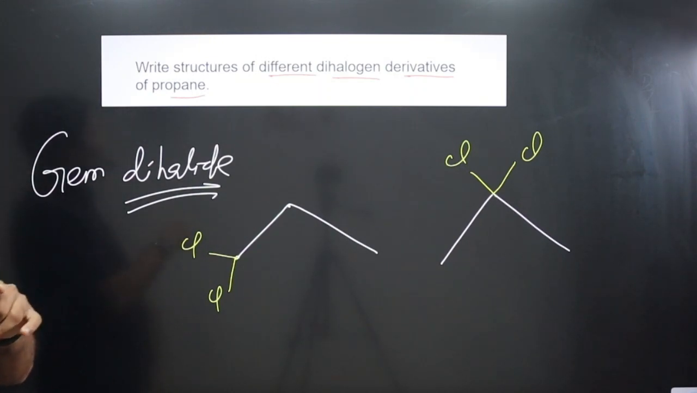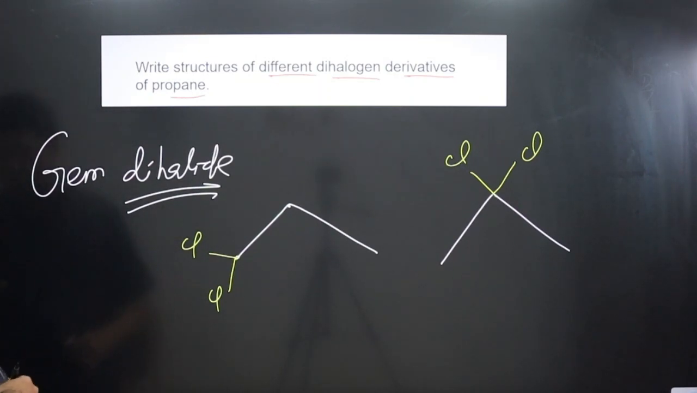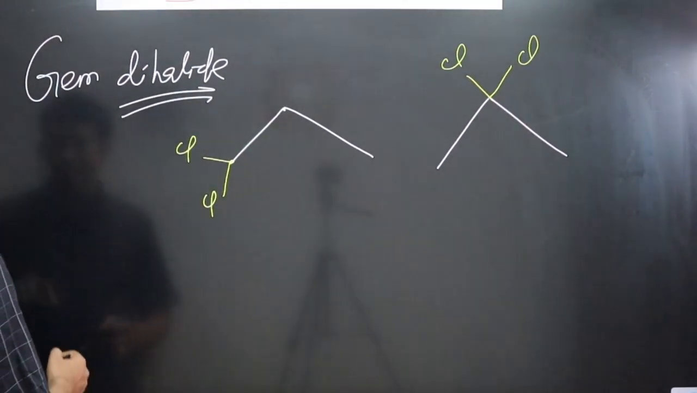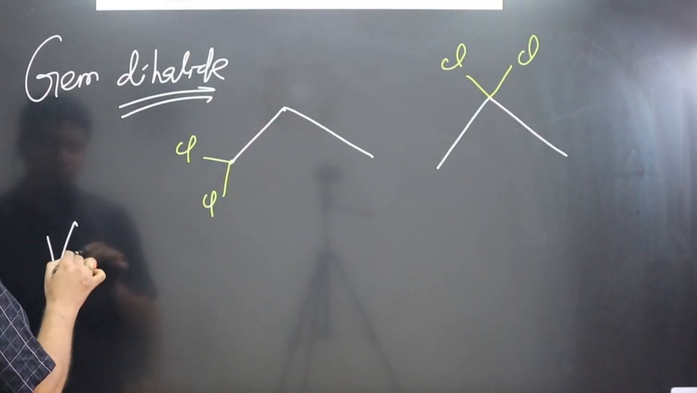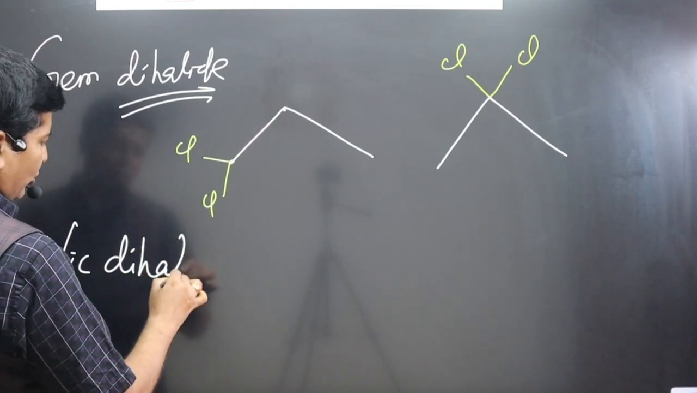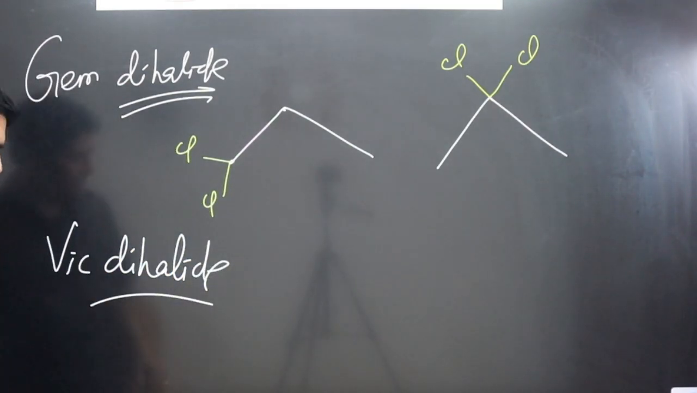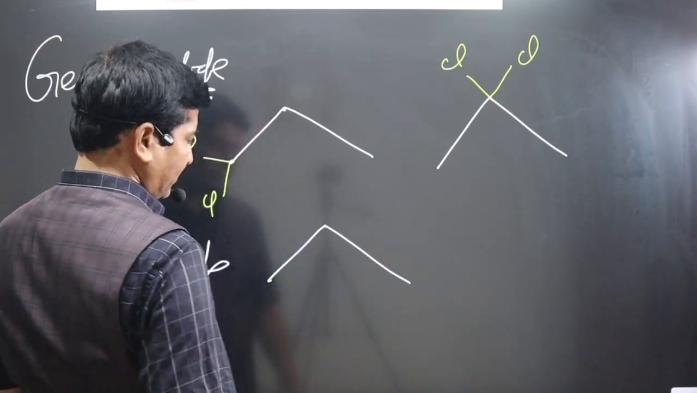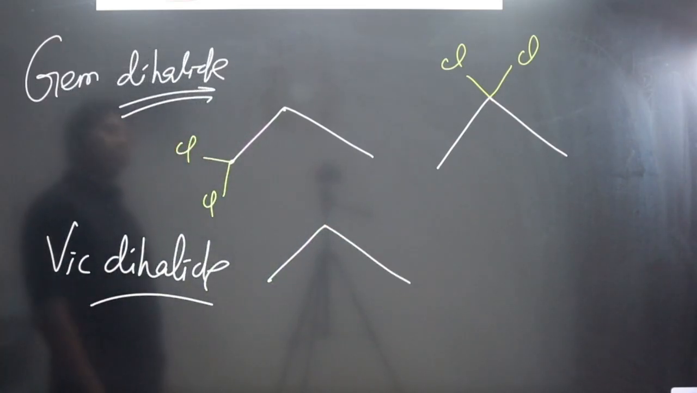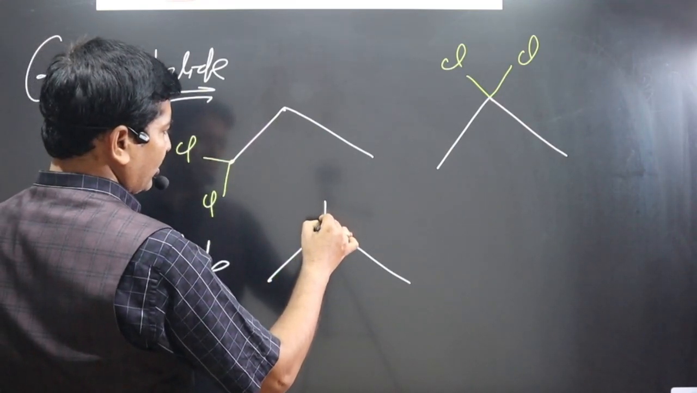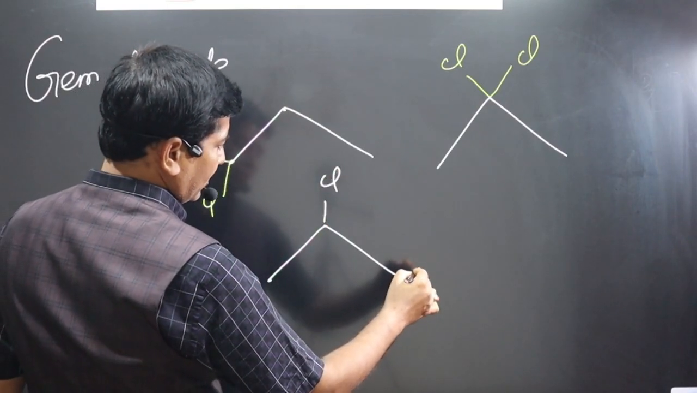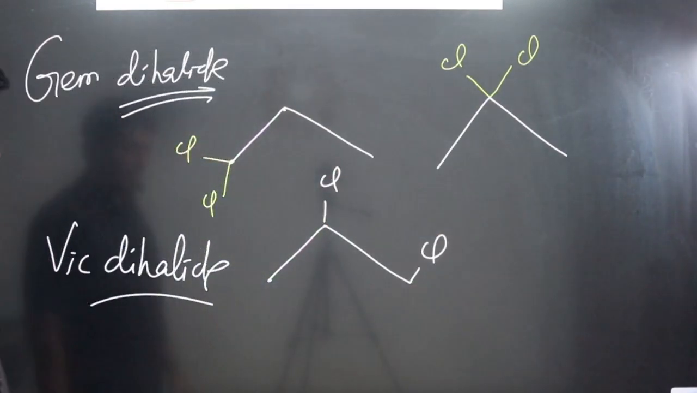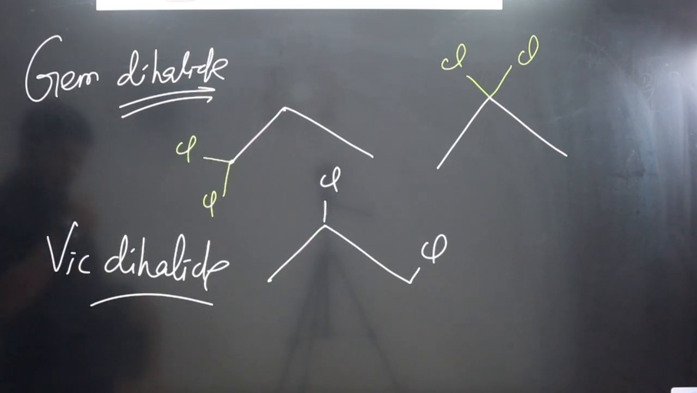Now we can go for the vic dihalide. In this case of vic dihalide, two halogens are connected to the adjacent carbon. We have the parent chain. So I attach one Cl here and one Cl here also. One Cl, one Cl. Vic dihalide is completed.